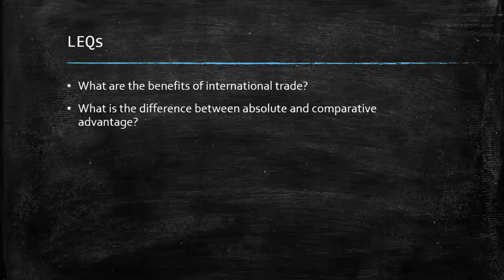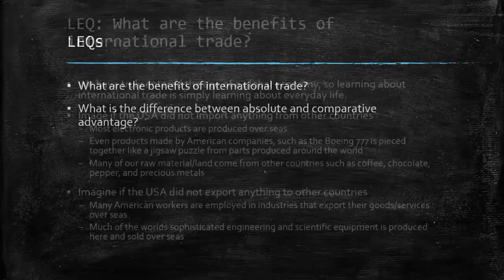Alright, we have two LEQs for this video. What are the benefits of international trade? That is, why shouldn't we just make everything in America? Or why shouldn't we just buy everything from Mexico or China? What are the benefits of trade? And then our second LEQ gets right at our standard. What is the difference between absolute and comparative advantage?